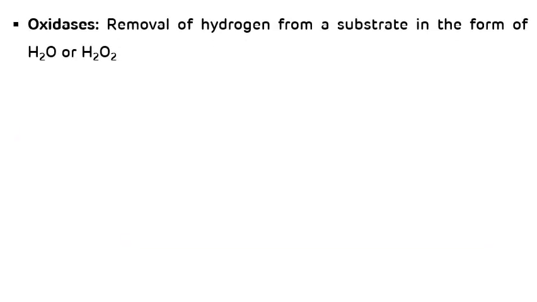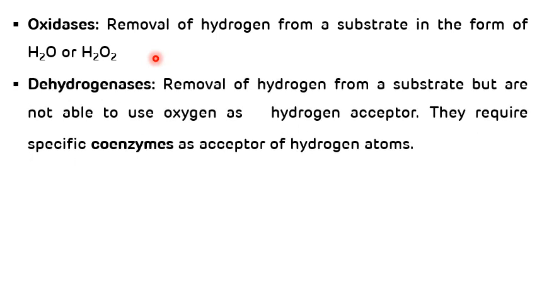The first, oxidases, carry out the removal of hydrogen from the substrate in the form of H2O or H2O2, and here oxygen acts as an acceptor for the hydrogen. The second is dehydrogenases. Dehydrogenases are also concerned with the removal of hydrogen from the substrate, but here oxygen does not act as a hydrogen acceptor. For the hydrogen acceptor, there are specific coenzymes available in the dehydrogenases. So that is the main difference between oxidases and dehydrogenases.